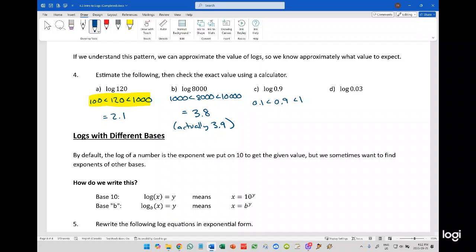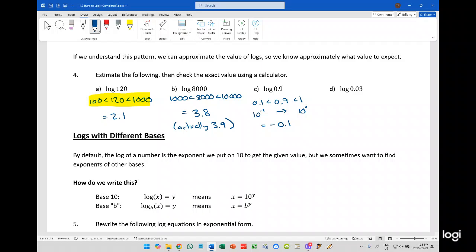Well, this is actually 10 to the negative 1, and this is 10 to the 0. And we know that 0.9 is closer to this one. So if we look at the exponents, it's between 0 and negative 1, or negative 1 and 0, depending which direction you want to think about it. But it's definitely closer to the 0. So I'm going to guess that it's more like negative 0.1 or negative 0.2.